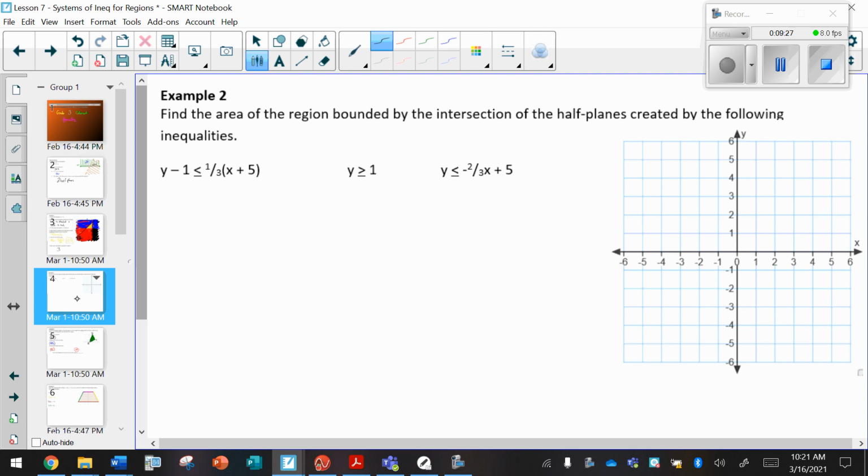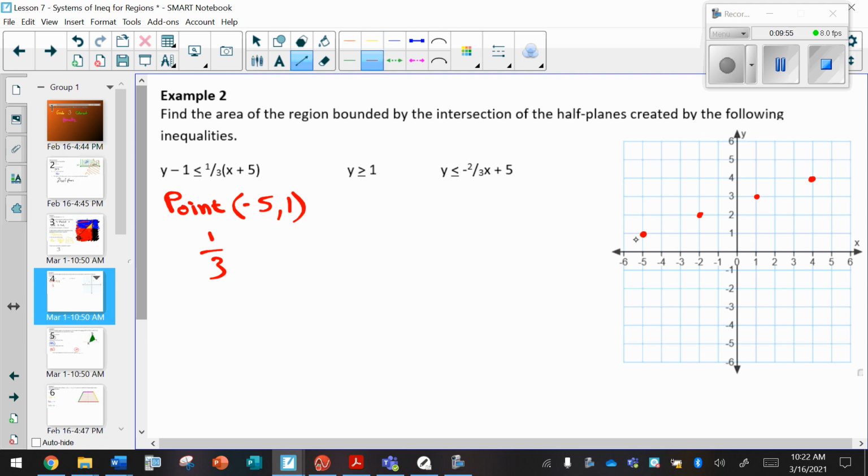So let's graph these. This first equation, based on our point slope form, gives us the point where x is -5, y is +1, and has a slope of 1/3. So -5, 1, and up 1 over 3, up 1 over 3, up 1 over 3. And there's my line.